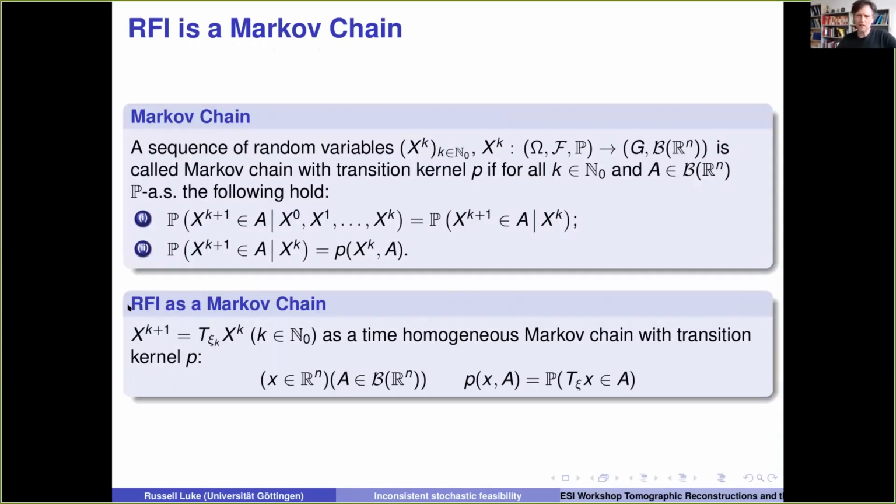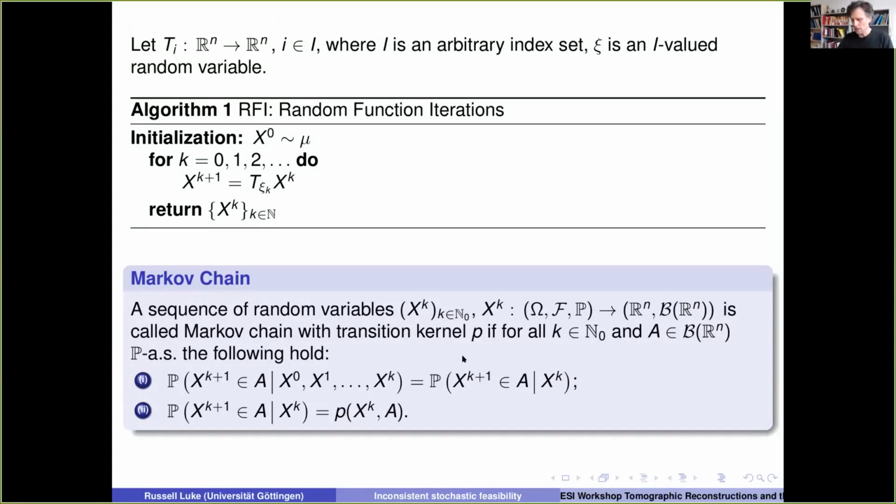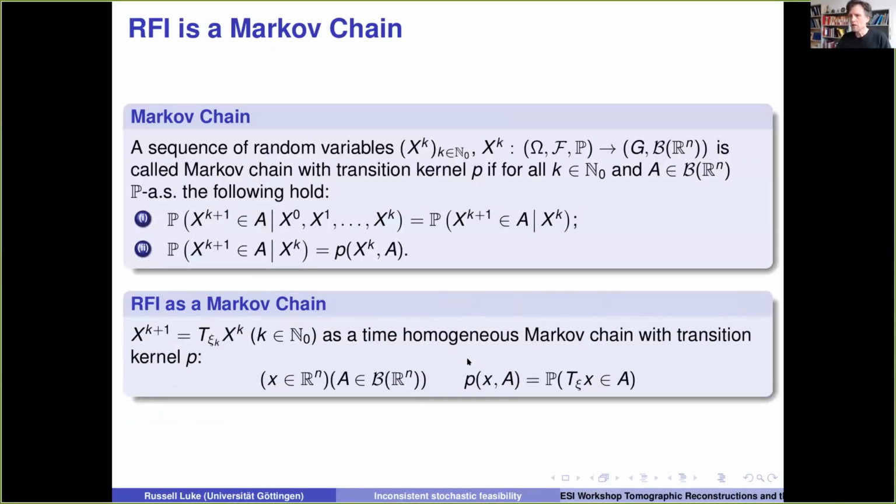Okay, so the random function iteration as a Markov chain. So this is a time homogeneous Markov chain with transition kernel little p, and what that transition kernel describes again is, given some random variable x, it tells you what the probability of the image of x under T is of being in a given set A, where this is in the Borel sigma algebra.